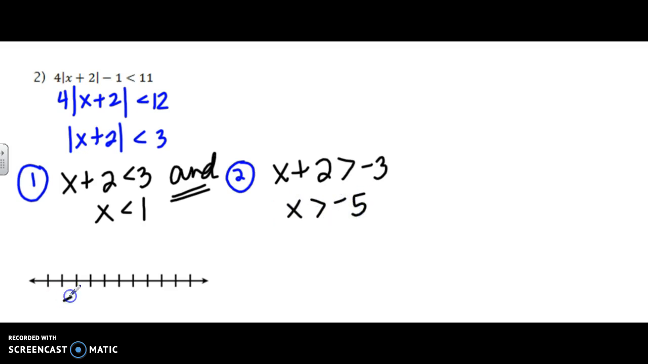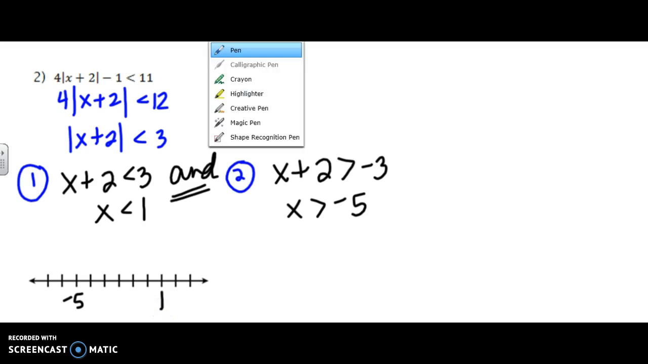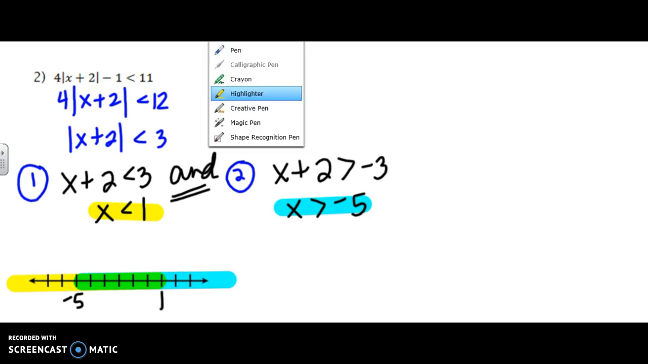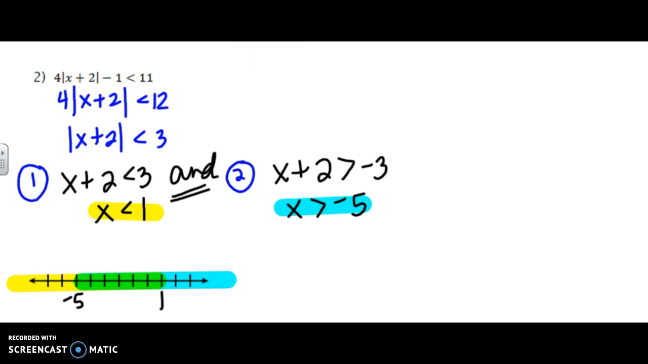So when we graph negative 5, 4, 3, 2. Okay, so go ahead and label your graph. And this is an and situation, so I get my yellow and blue make green. So yellow is going to be from 1 towards negative infinity. Blue is going to be from negative 5 towards positive infinity. So my answer in red is going to be open circle at both of them, and then here in the middle, leaving me in interval notation with parentheses negative 5 to 1, close parentheses.